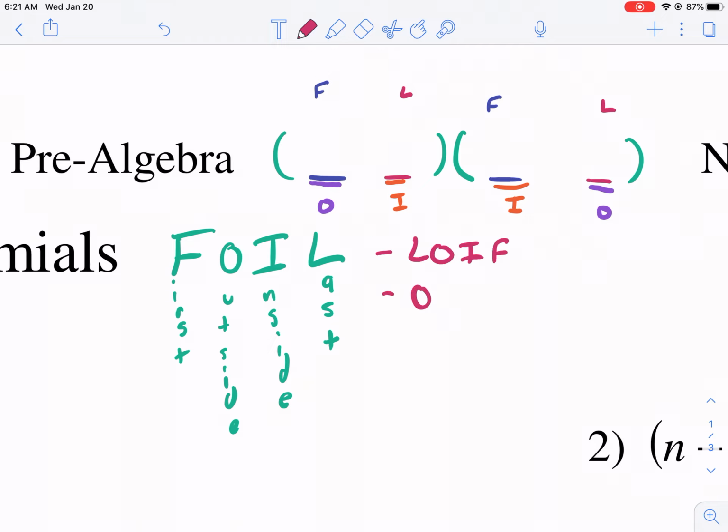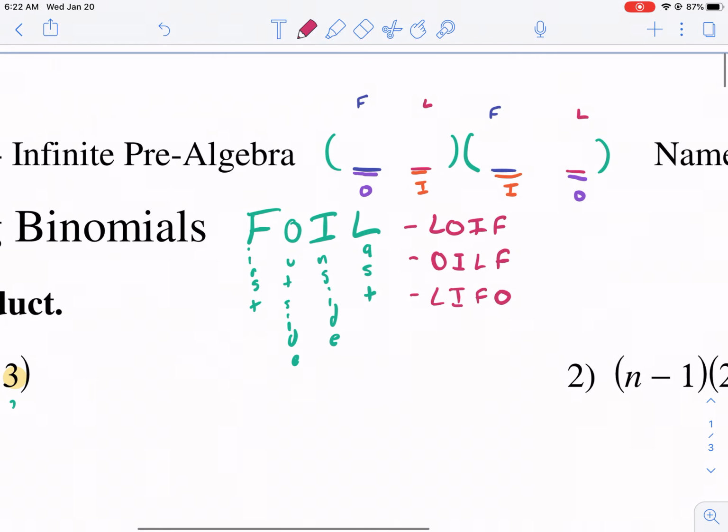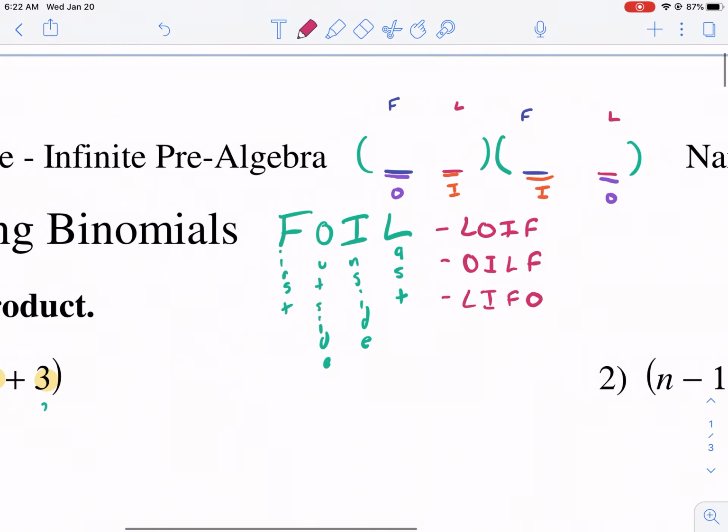You could OILIF. You could go outside, inside, last, first. You could LIFO. You could go last, inside, first, outside. There's all different combinations. As long as you keep the signs correct and do the correct multiplication, combining the correct terms, you're good to go. So that's the principle of it.